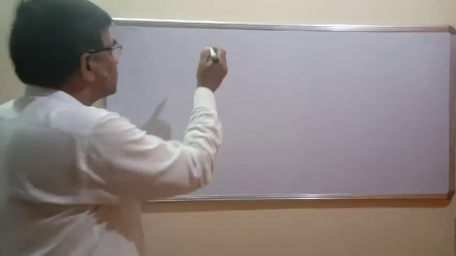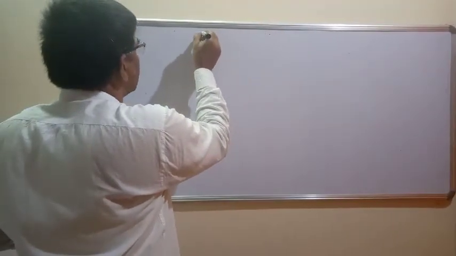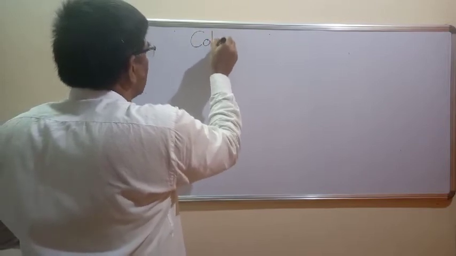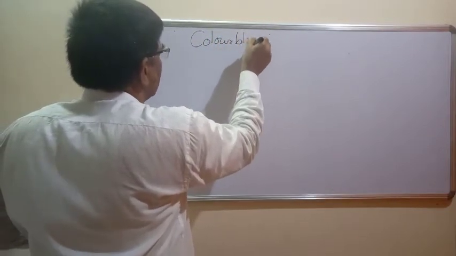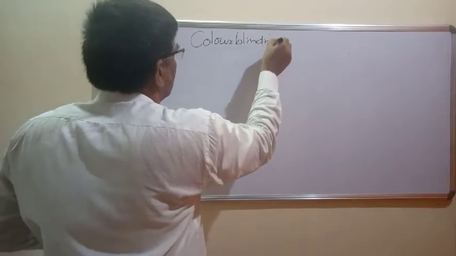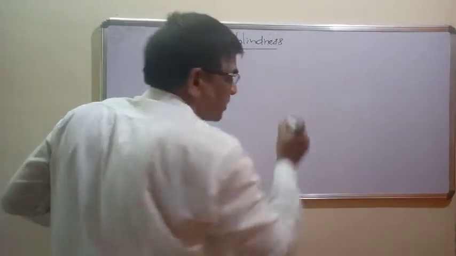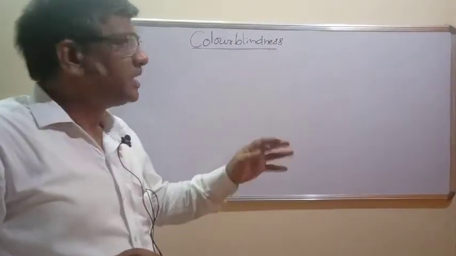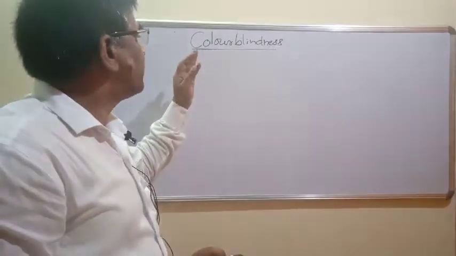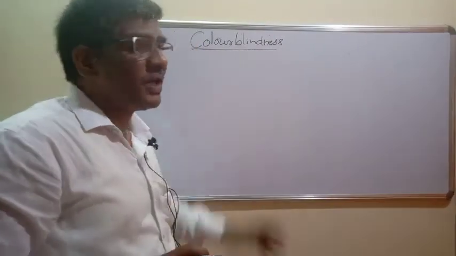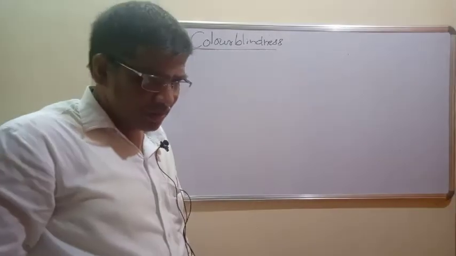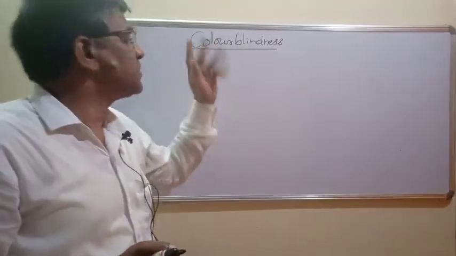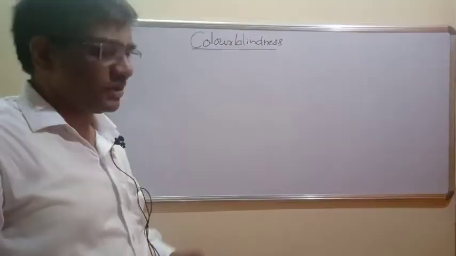Now let's move to one more important disease as per your syllabus, that is color blindness. What can you understand by seeing the term color blindness? You know that very well. In nature, different animals have different capacities, but the human being is a unique animal, the only animal which has the capacity to identify and differentiate various colors.